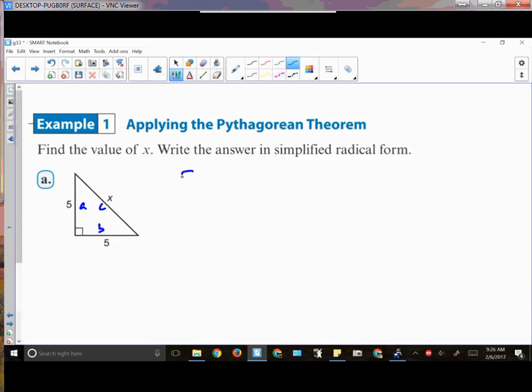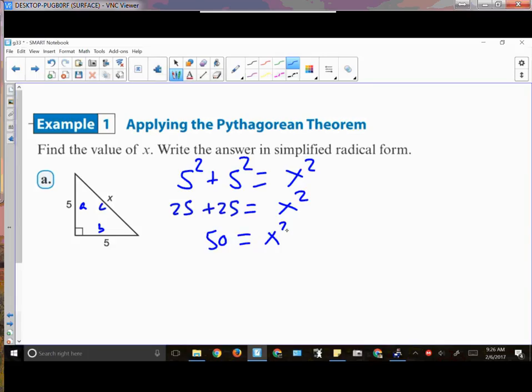So that means that I have 5 squared plus 5 squared is equal to x squared. 25 plus 25 is equal to x squared. So that means that I have 50 is equal to x squared. Now, we need to identify whether or not 50 has any factors that are perfect squares.